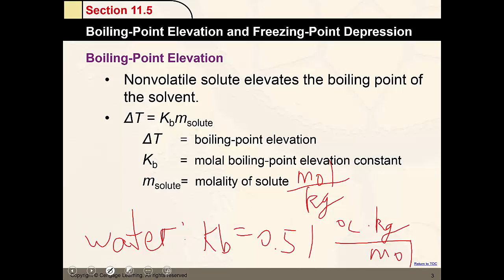The one thing you should remember is that the boiling point of pure water is 100 degrees. So when you're doing this calculation, you get your value for delta T. Then to get the new boiling point of the solution, you have to add that to 100.